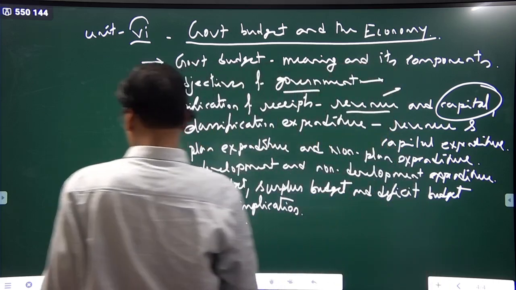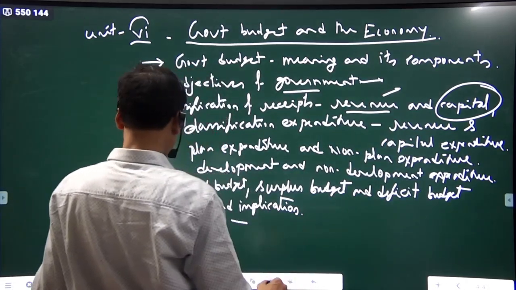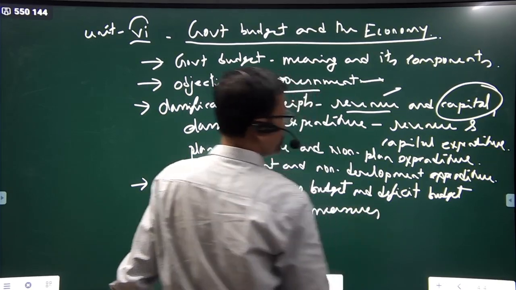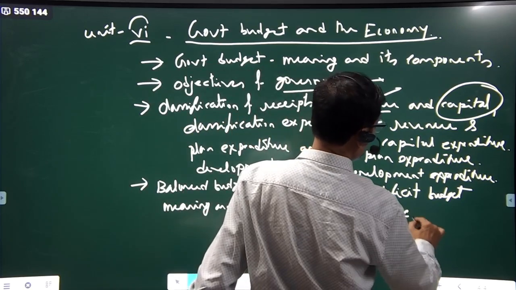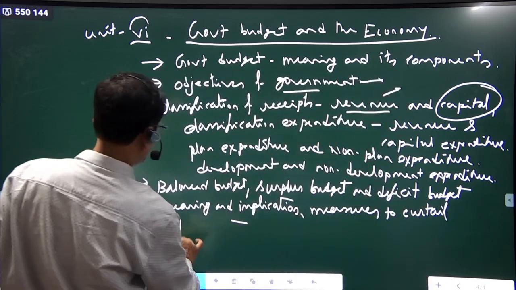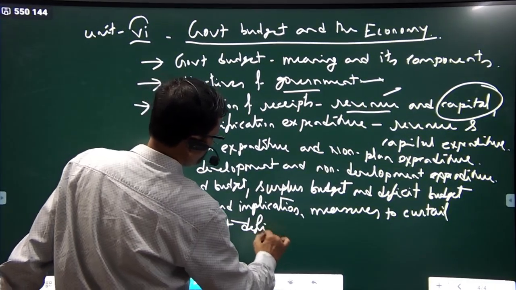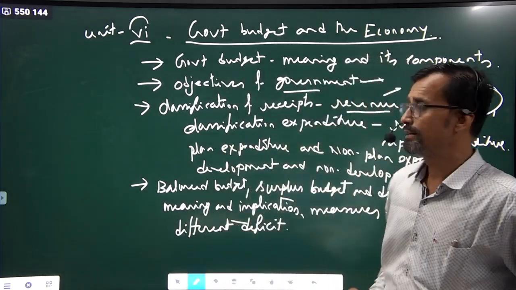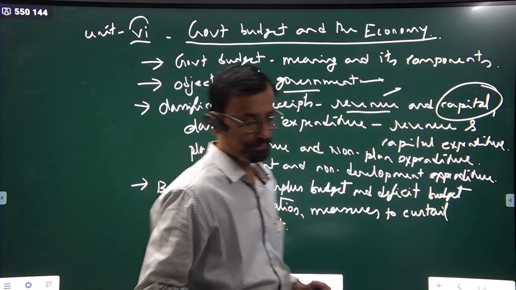Measures to curtail different deficits. So what are the measures? There are some measures we need to adopt to curtail different deficits. That is, we have to understand different measures for the economy to curtail the expenditures.